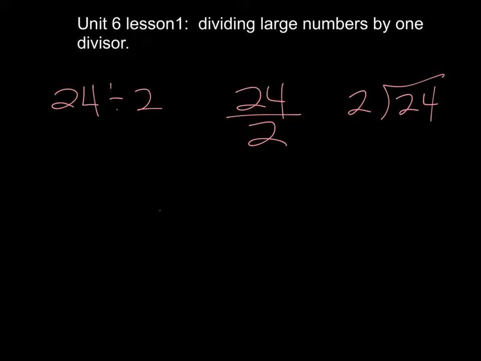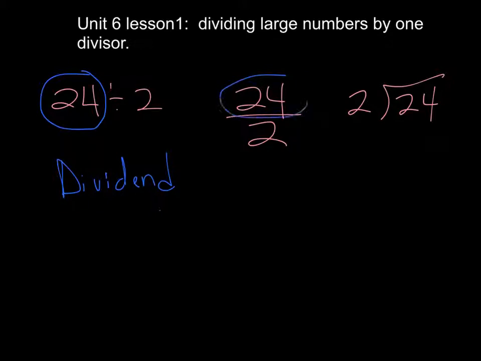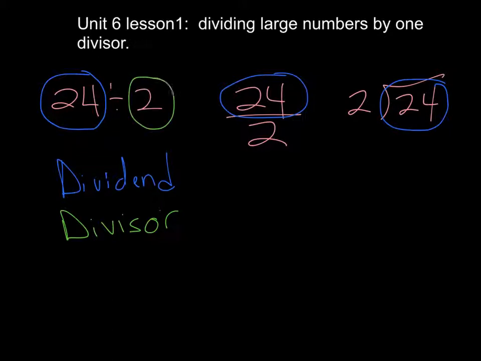The first part is called the dividend. The dividend is the number that you're breaking up. We're breaking up the number 24 into 2 parts. So the dividend is the number 24 in all 3 problems. The second part is the divisor. The divisor is the number that's telling you how many equal parts to break it into. So we're breaking it into 2 equal parts, so the divisor is the 2.